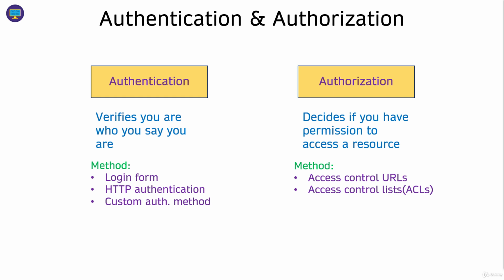Again, just to recap, authentication verifies who you are, like your credential, making sure it's valid and you are who you say you are. And authorization happens after you've been authenticated, and it determines what you have access to, what resource you can access, and to what extent you can access certain things.